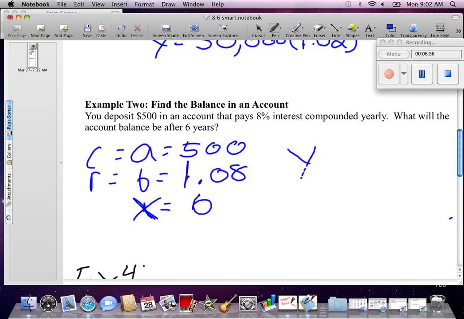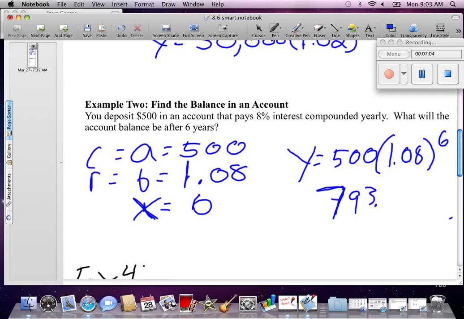We say y equals 500, because that's my A, times 1.08, that's my B, to the 6. So let's figure this one out. It wants to know what the balance is after 6 years. 500 times 1.08 to the 6 gives me $793 and 44 cents.